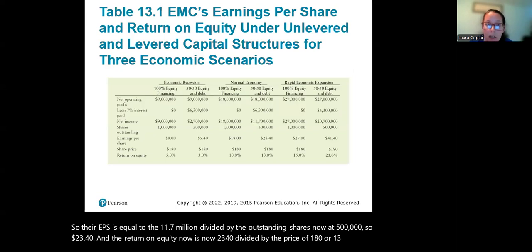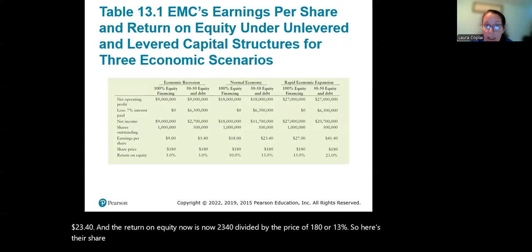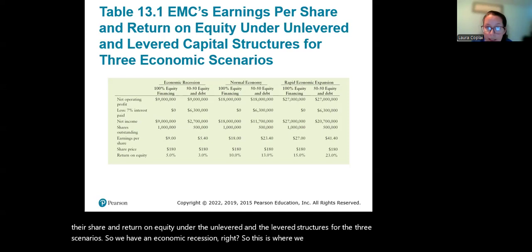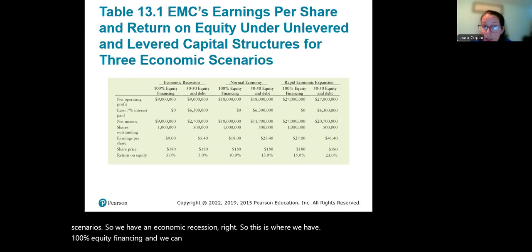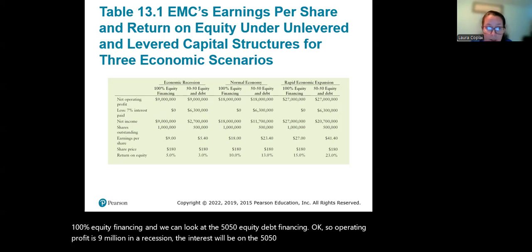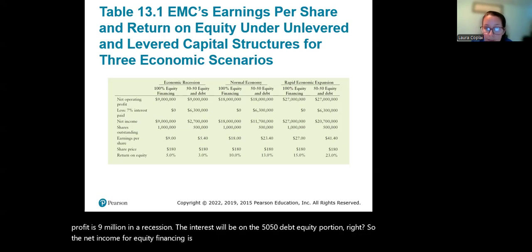So here's their share and return on equity under the unlevered and the levered structures for the three scenarios. So we have an economic recession, right? So this is where we have 100% equity financing, and we can look at the 50-50 equity debt financing, okay? So operating profit is 9 million in a recession. The interest will be on the 50-50 debt equity portion, right? So the net income for equity financing is 9 million, 50-50 is 2.7 million.